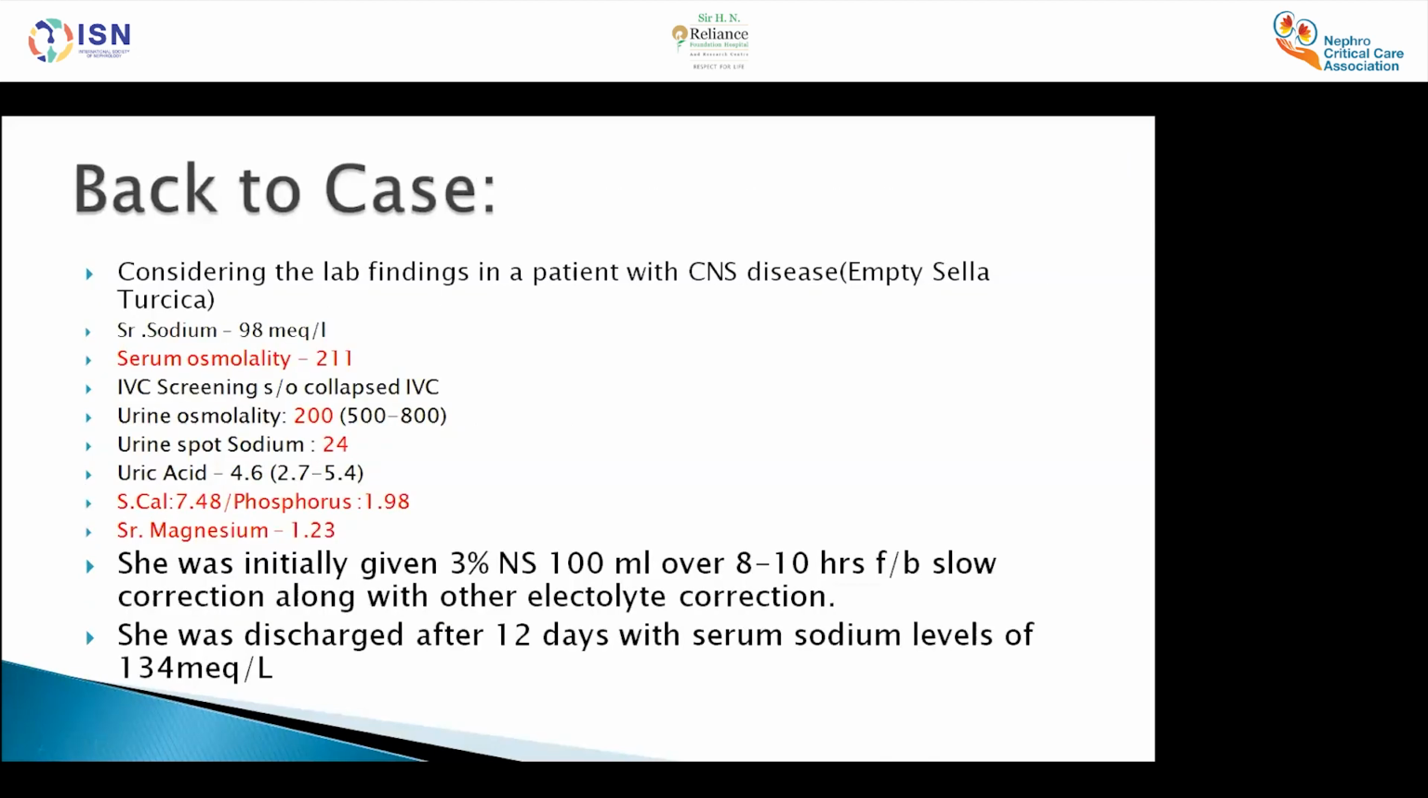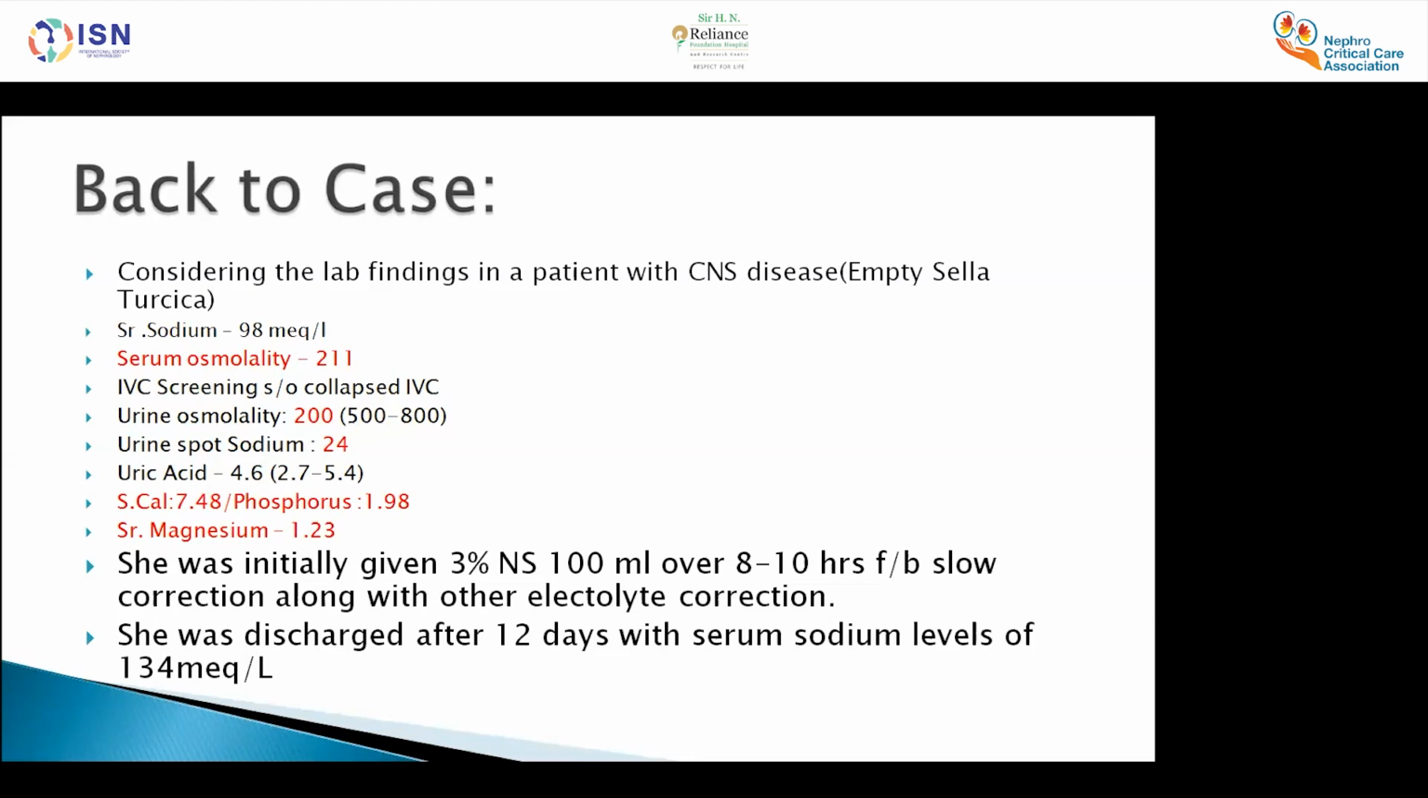From my side, the most important thing first: when a patient comes to you, assess the volume status. Depending on that, we classify euvolemic, hypervolemic, hypovolemic. The most common group would be euvolemic. In this group, we check the serum osmolality and urine osmolality. Many patients will present with serum osmolality and serum sodium both on the lower side, while the urine osmolality and urine sodium are on the higher side.